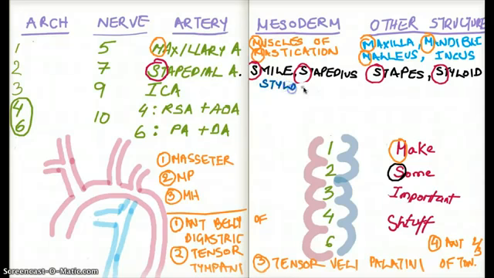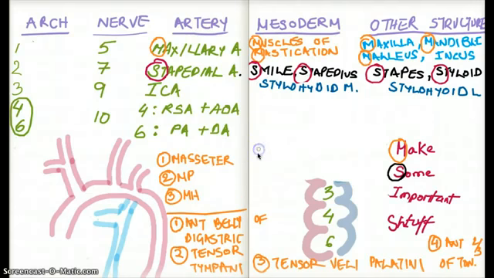Stylohyoid can be both a mesoderm-derived muscular structure, a stylohyoid muscle, and a stylohyoid ligament. Okay, these are mostly ligaments. So you will notice now that I have kind of left out hyoid from the picture. So let's talk about hyoid. Let me make some space here.